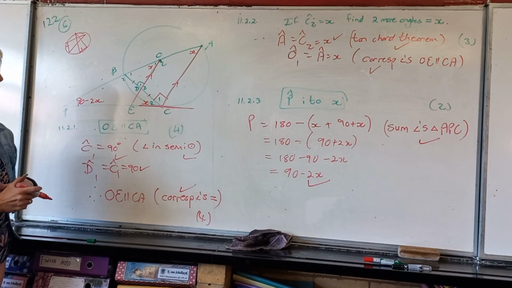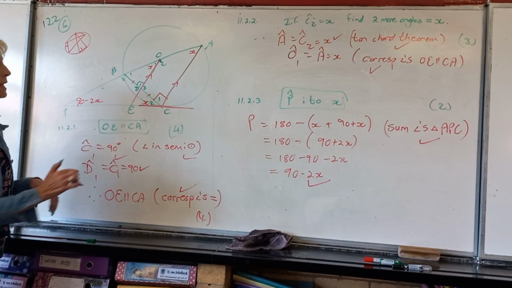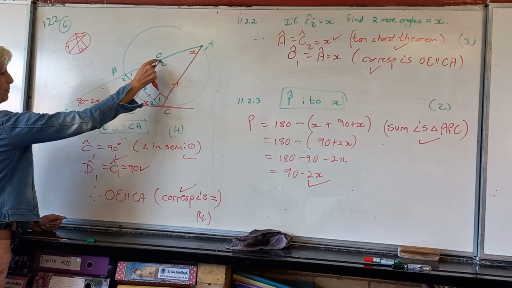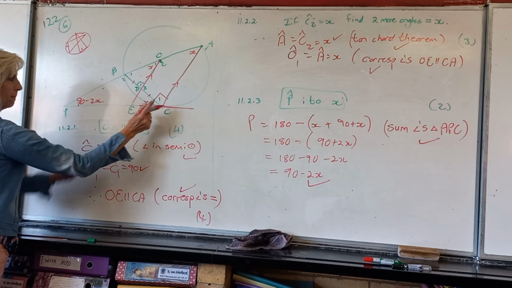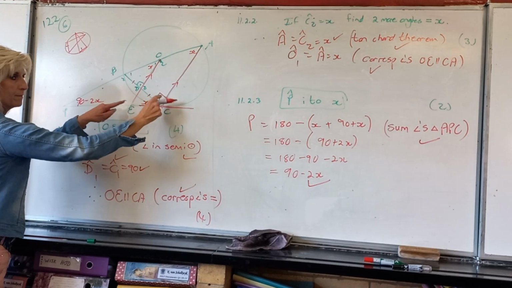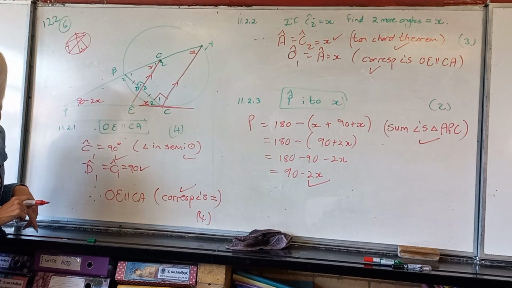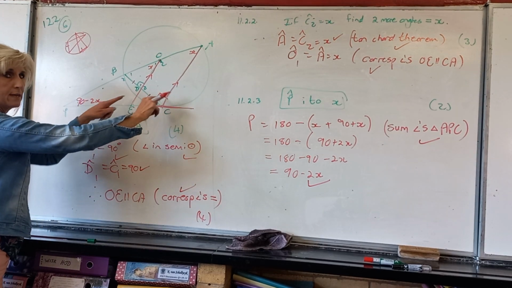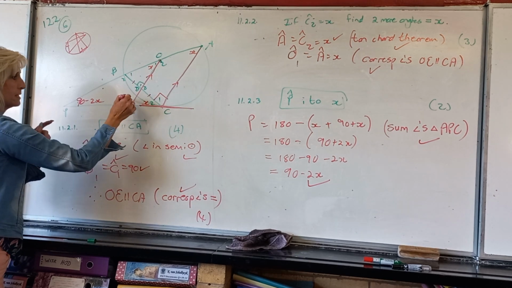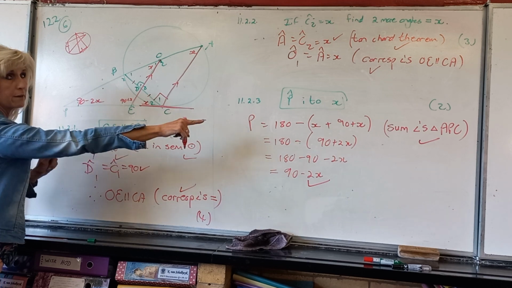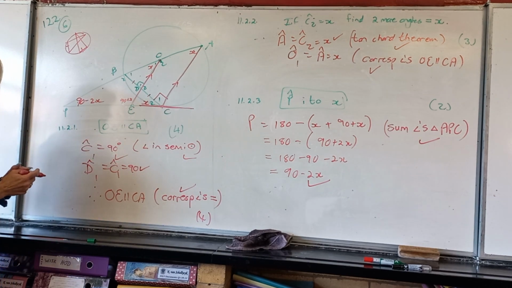If you really wanted to go for another one, could you? What could I do for POE, this one? What would this thing be? Why? Because corresponding angles, you see it? 90 plus x. And then you could have gone x, 90 plus x. It's the same thing that I've done there. You'll get to the same answer.